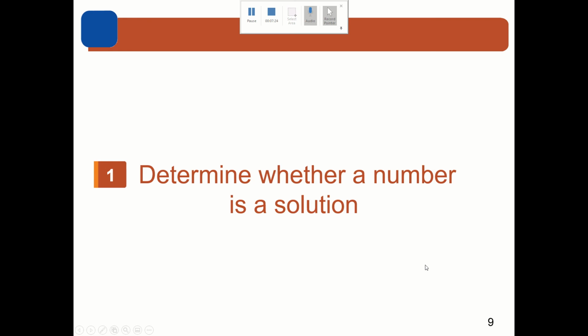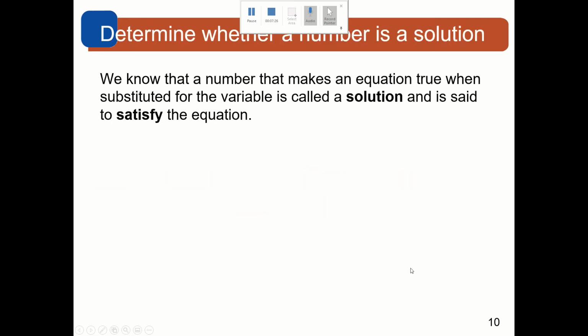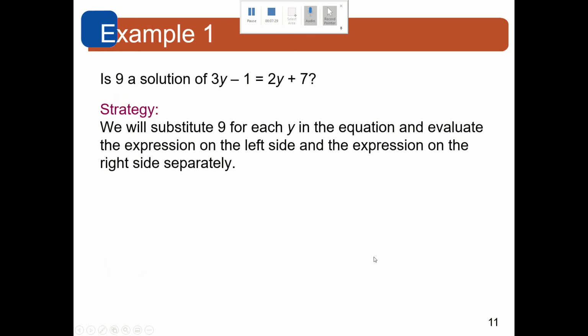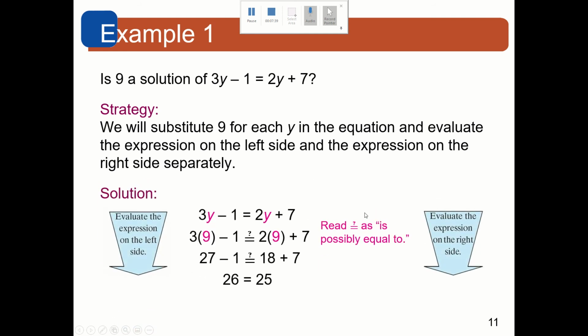All right, so to determine whether a number is a solution, we're just going to plug it in. And if it comes out to be a true statement, we know that it is a solution. So this question says, is 9 a solution of 3y minus 1 equals 2y plus 7? Let's plug it in and see. So when I plug in 9 to both sides, I get 3 times 9 is 27, minus 1 is 26. Then on the right side, I get 2 times 9 plus 7, so 2 times 9 is 18, 18 plus 7 is 25. Are those two equal to each other? 26 equals 25? No, they're not. And because they're not equal, we say it is not a solution.